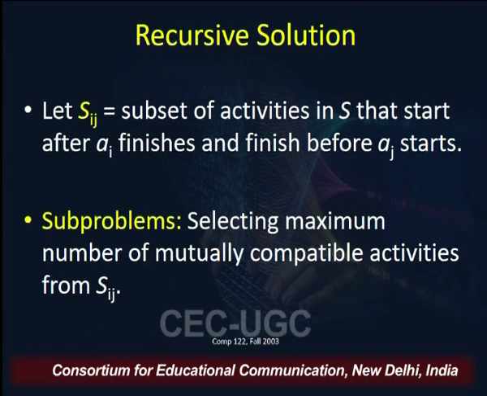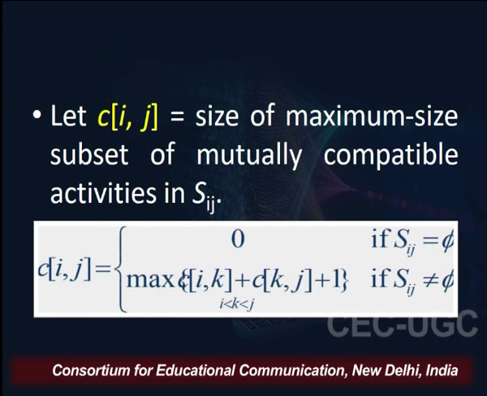In order to build this recursive solution, let us say C of ij is equal to the size of the maximum size subset of mutually compatible activities in this S of ij. Now, this C of ij is going to be equal to 0 if S of ij is equal to the empty set. That means if there is no activity. As I have told you, we are going to build a recursive solution, so we also need to take care of the base case. So this is going to be our base case.